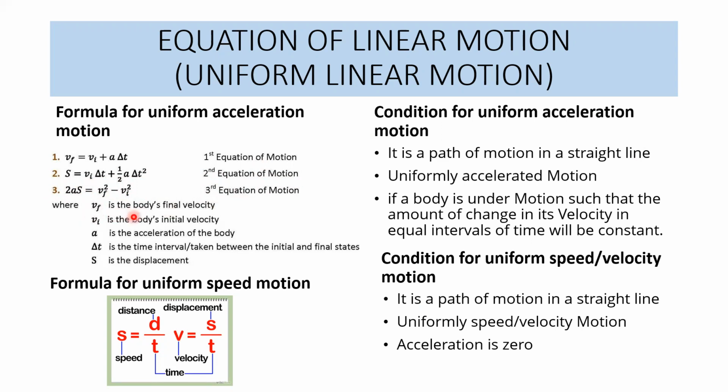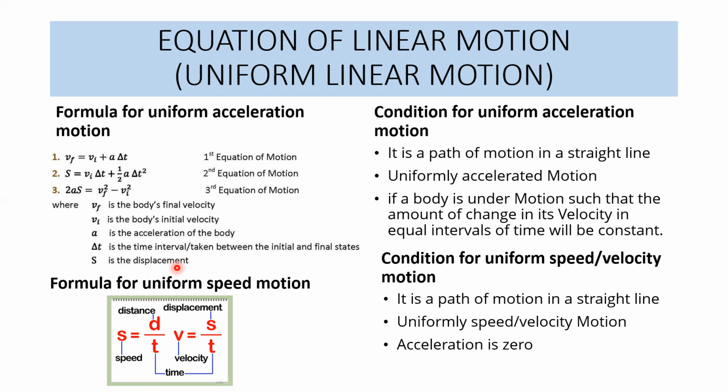Vf is the final velocity of the object. Vi is the body's initial velocity. a is the acceleration of the body. Delta t is the time interval taken between the initial and final states. S is the displacement. S can be the height of the object or the displacement of the object.